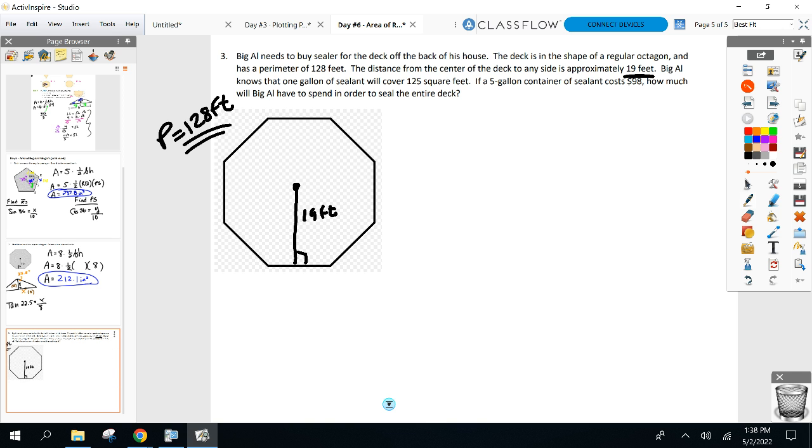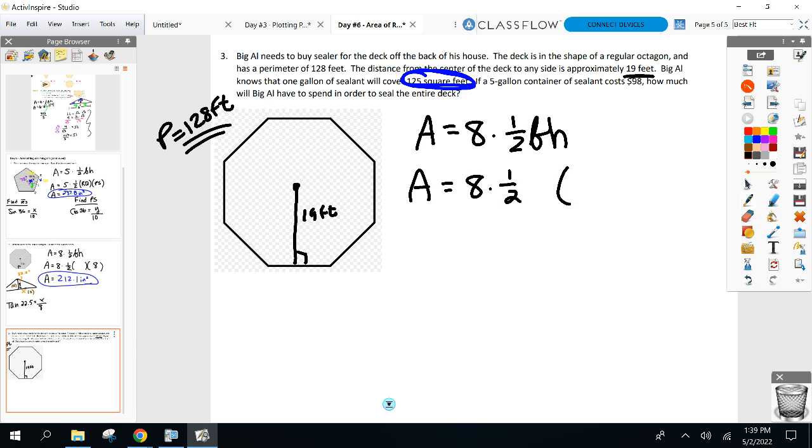First thing you notice, it covers 128, what type of feet? Square feet, automatically done. We got to find the area of this octagon. So I know it's going to form 8 triangles, 1/2 BH. And this is the easy part of the problem right here. I gave you everything you needed. 19's the height.